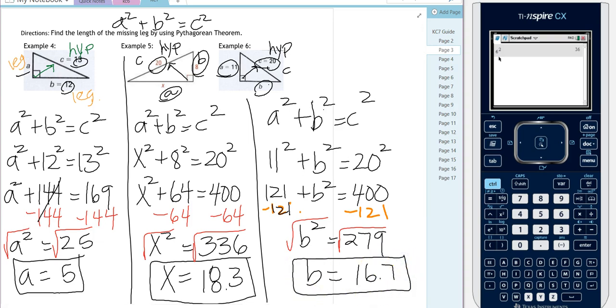All right, so the biggest thing is labeling and then setting up our Pythagorean theorem and solving for whatever missing variable. Go ahead and work on activity 7.8.1.